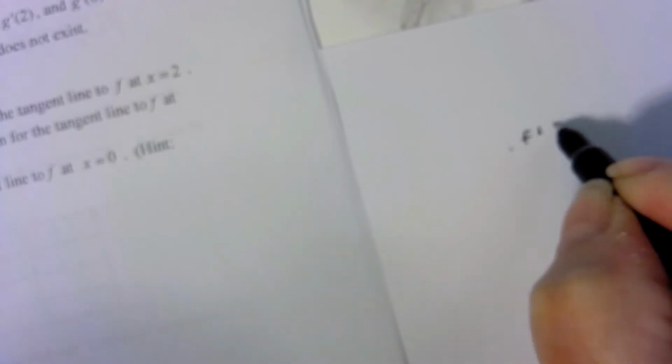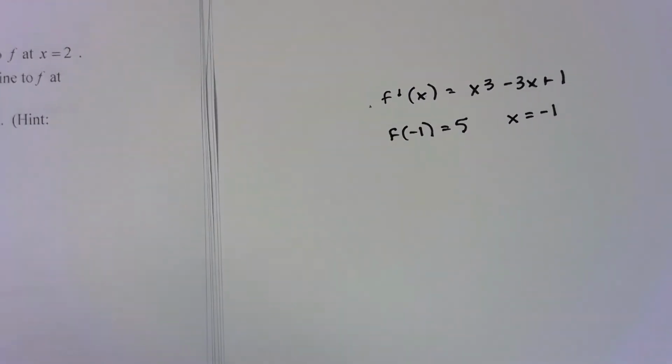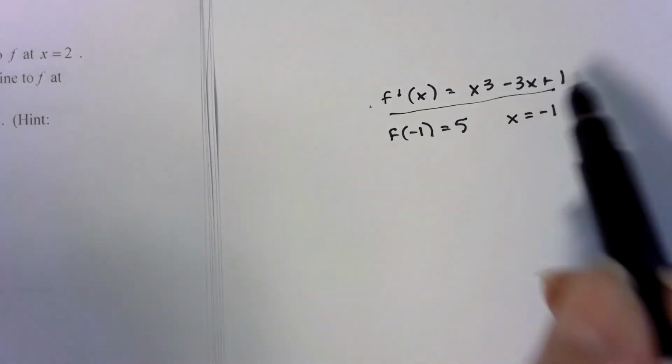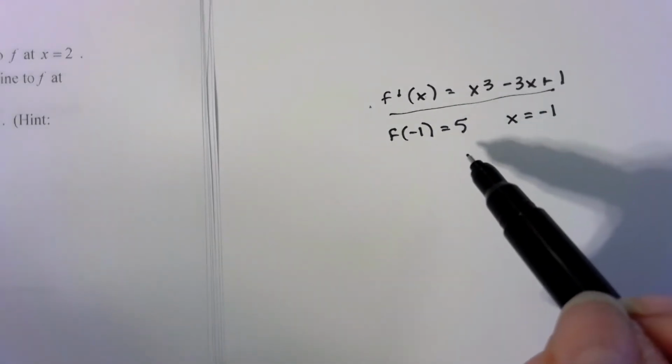Okay, I know my derivative, f prime, is x cubed minus 3x plus 1. I know that f of negative 1 is equal to 5, and I want the equation of a tangent line at x equals negative 1. So in order to do that, since I have the derivative function, I can find the slope of the line really easily.